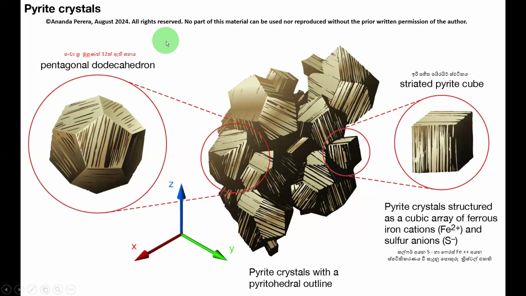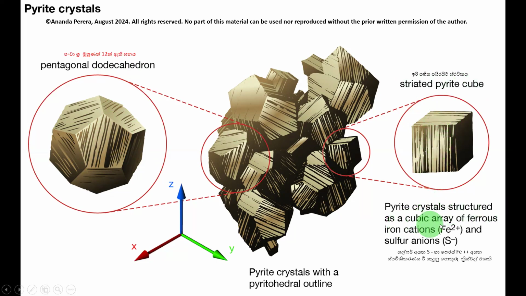Here we can see the pyrite crystals. This is the pyrite crystal. There are 12 sides, dodecahedron. One face consists of 5 sides. So pentagonal dodecahedron is the shape. There is also a straight pyrite cube.